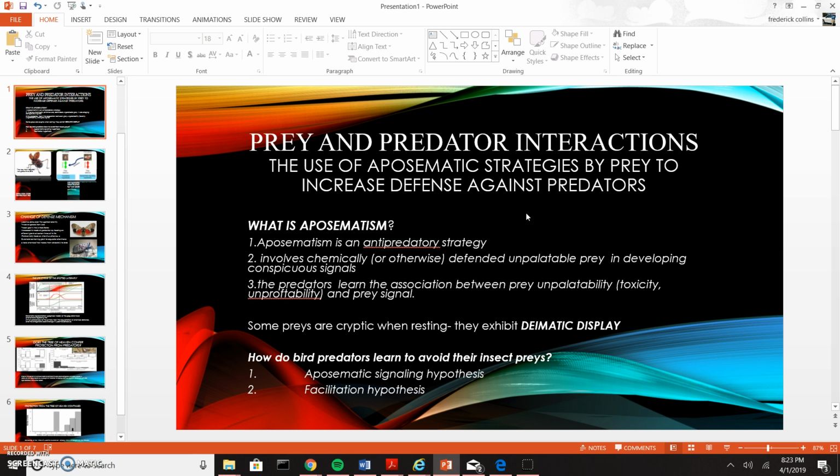So the authors of the articles that I read were asking, how do predators learn to avoid insect prey? And they came up with two hypotheses. The first is the aposematic signaling hypothesis, and the second is the facilitation hypothesis. For the aposematic signaling hypothesis, the predator learns over time by trial and error to avoid the prey at the moment of attack. And for the facilitation hypothesis, the predator learns to avoid the cryptic form of the prey even before attacking it. So that leads us to slide number 2.